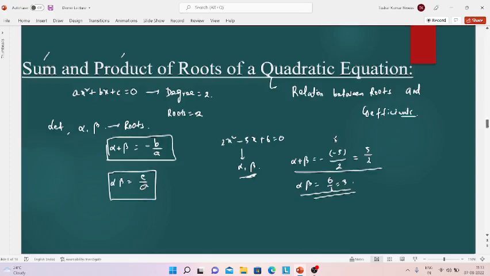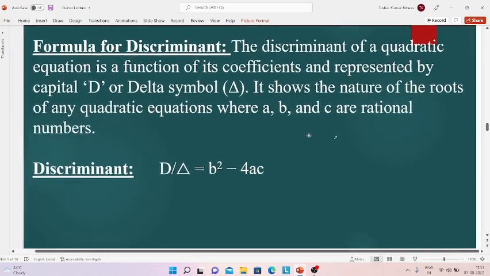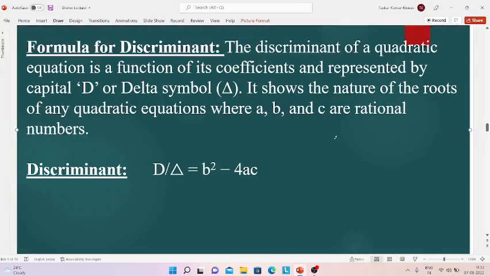Okay, let me discuss another topic, which is the formula for the discriminant. So what is the formula for the discriminant? The discriminant of a quadratic equation is a function of its coefficients and is represented by capital D or delta. It shows the nature of the roots of any quadratic equation where a, b, c are rational numbers. Wait a second, I understand that this particular definition may feel difficult or annoying.